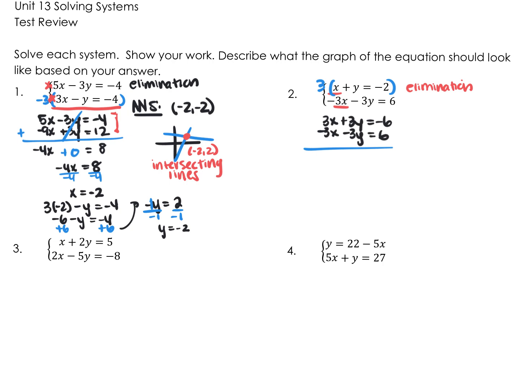And then we'll go ahead and add these. Our x's will eliminate or become 0. Our y's will eliminate or become 0. And our -6 plus 6 becomes 0. So then we have 0 equals 0. And this is a true equation. Our x's and y's disappeared. And so then we just ask ourselves if it's true or false. If it's true, that means there are infinitely many solutions.